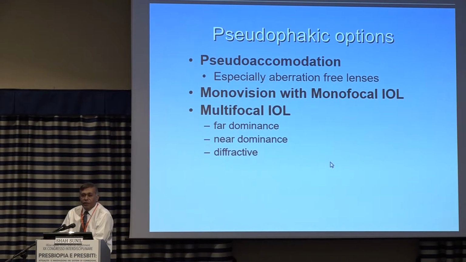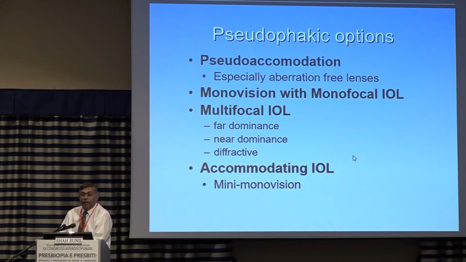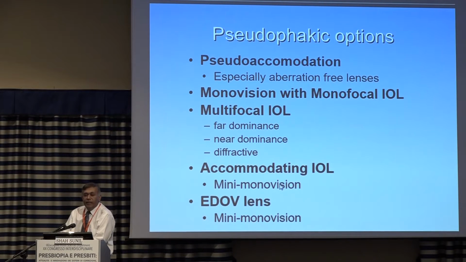There are lots of choices for multifocal lenses, so you have to decide what you want and what design you want. And there are accommodating lenses, and of course you can do mini monovision with that, because we know accommodating lenses don't give you a full range of accommodation, so you can supplement that with mini monovision. And the extended depth of vision lenses are also similar in that they give you intermediate, but to get a full range, you'd have to do mini monovision. When we say mini monovision, we're talking about leaving one of your eyes at about minus 0.75 diopters.